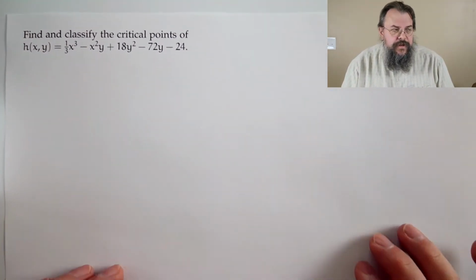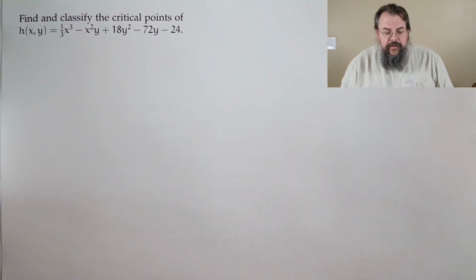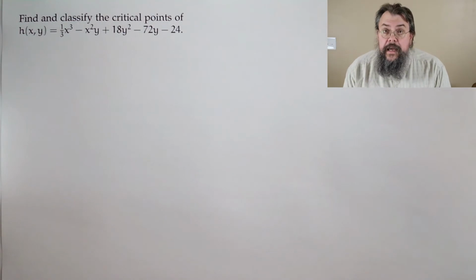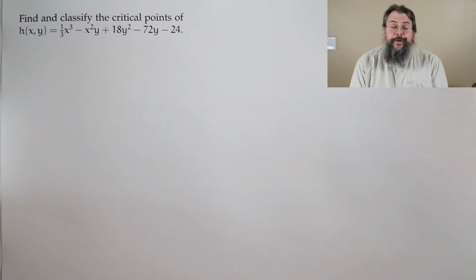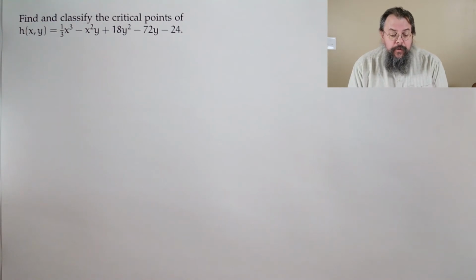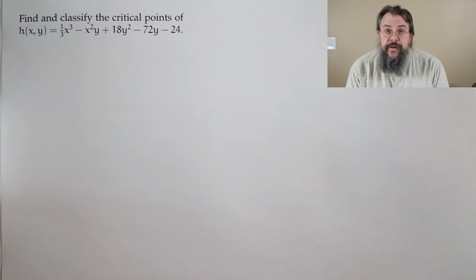On to our next problem. Find and classify the critical points of this function. Ooh, it's an h this time, which really doesn't mean anything. It's just a name. We don't really care what we call our functions. But 1/3 x cubed minus x squared y plus 18y squared minus 72y minus 24.